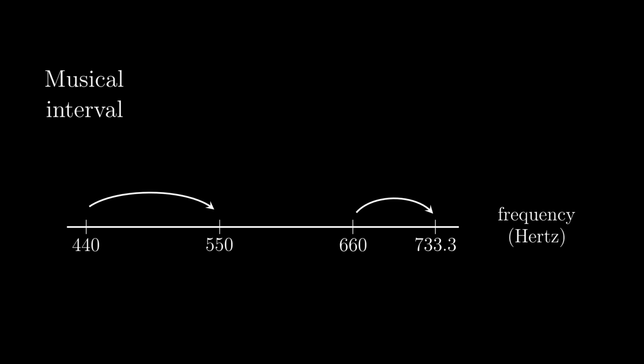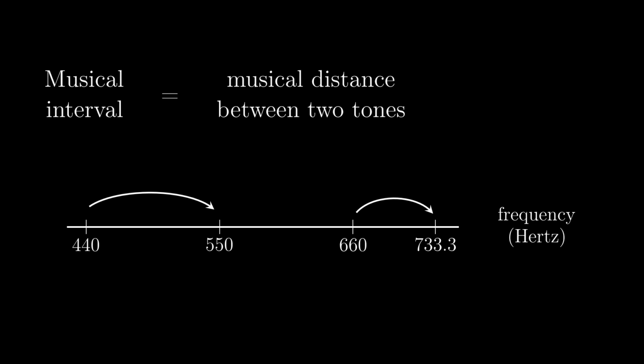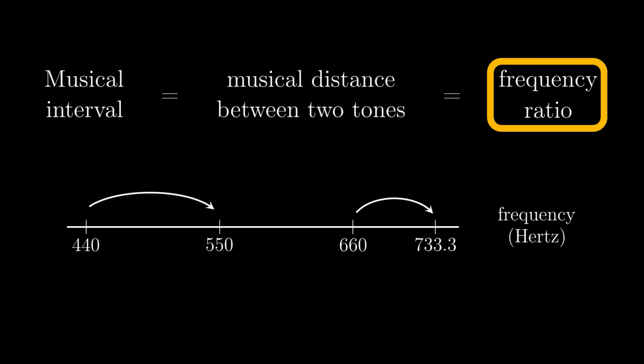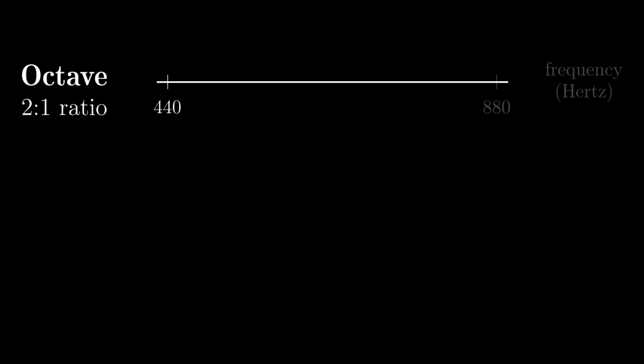An interval is the musical distance between the two tones, and by what we've just said, it is determined by the frequency ratio of the two tones. One important interval is called the octave, and it corresponds to a frequency ratio of 2 to 1. For example, two tones with frequencies 880 and 440 Hz are an octave apart. The octave is very pleasant to the ear.